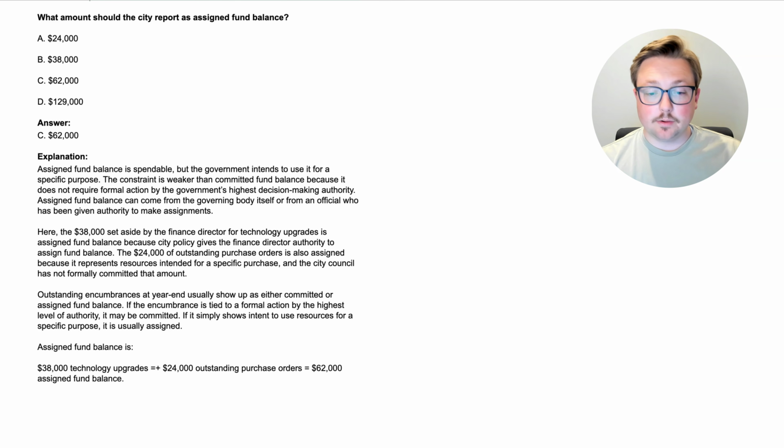Outstanding encumbrances at year end usually show up as either committed or assigned fund balance, as I was just saying. If the encumbrance is tied to a formal action by the highest level of authority, it may be committed. If it is simply showing intent to use resources for a specific purpose, it is usually assigned.